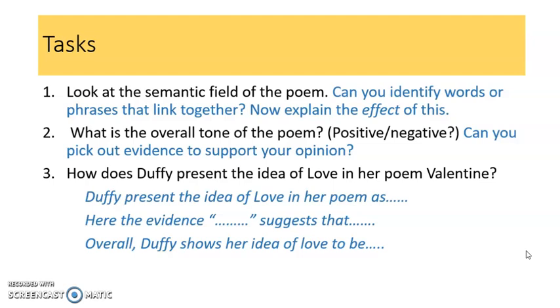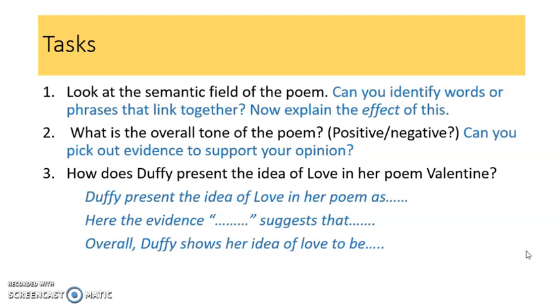Number two, what is the overall tone of the poem? Is it positive or is it negative? Can you pick out any evidence to support your opinion? And finally, number three, how does Duffy present the idea of love in her poem? Now, I've written out a very rough paragraph structure here if you need a bit of help to get started with that one.